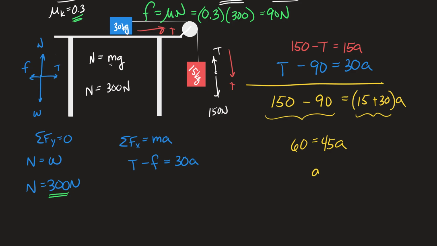How much? Well, 60 divided by 45, right? Let's see, 4/3? Is that right? So 1.3 meters per second squared. I think it's 12/9, yeah, 4/3. All right.